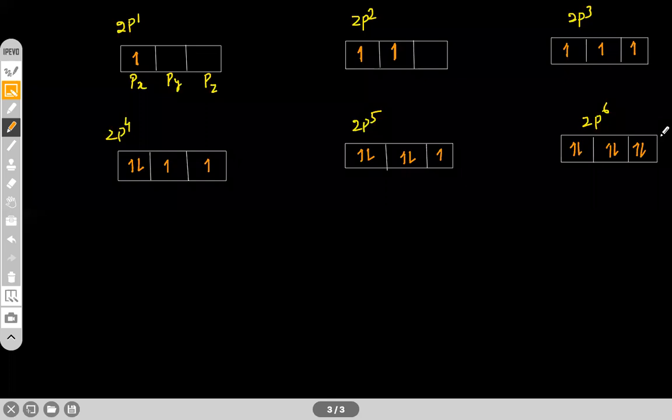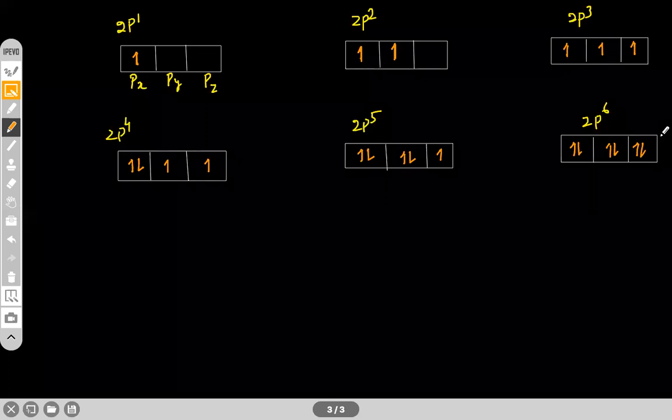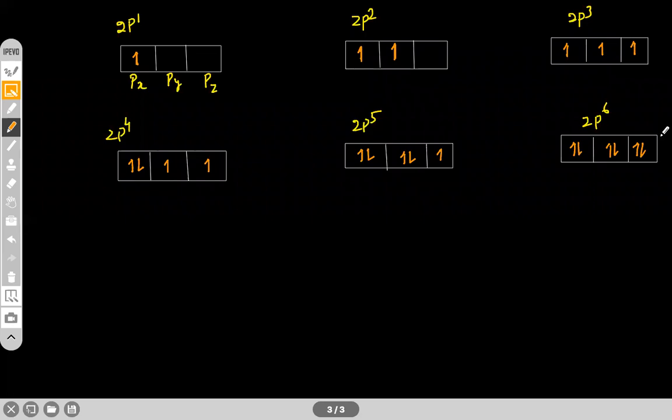Okay, so the pairing of electrons takes place once all the orbitals belonging to the same subshell are singly occupied. This rule, we call it Hund's rule.